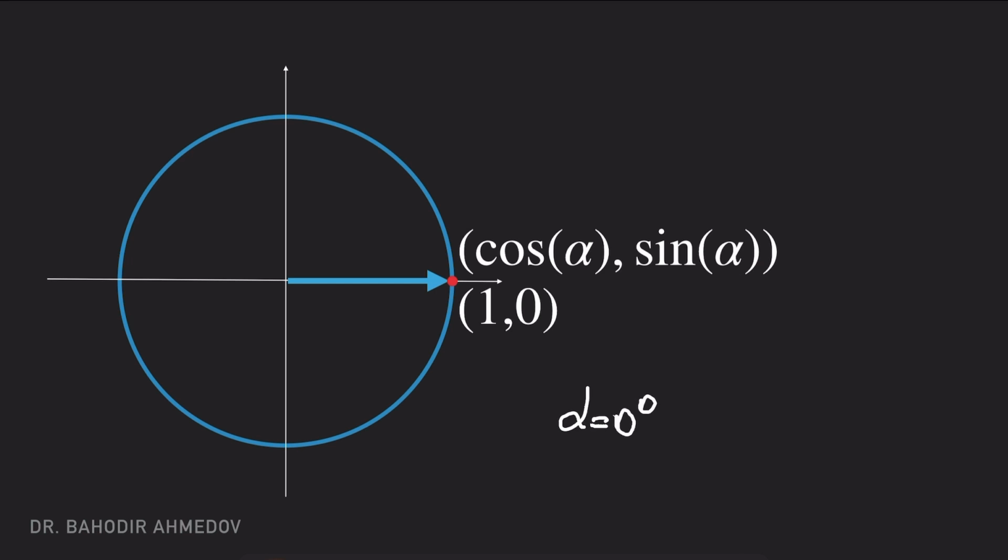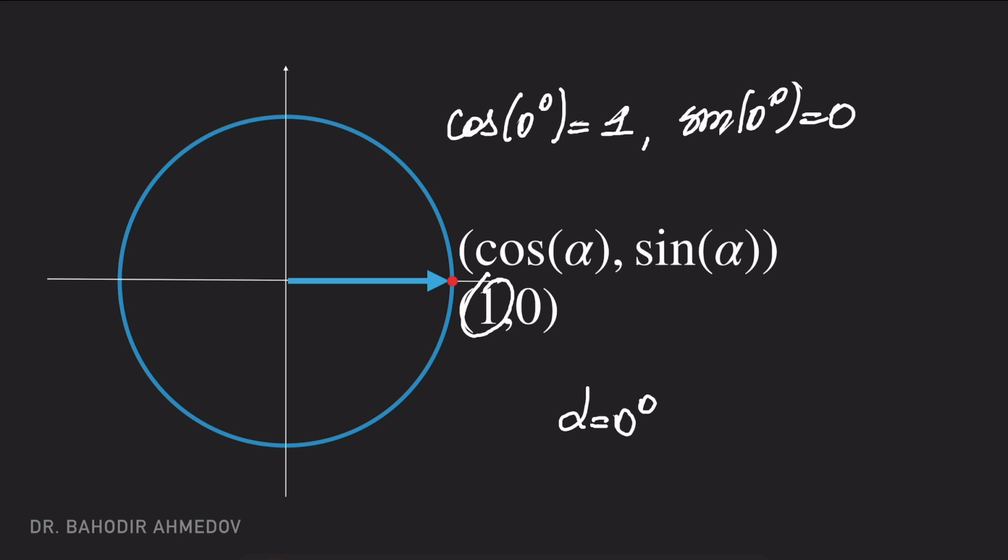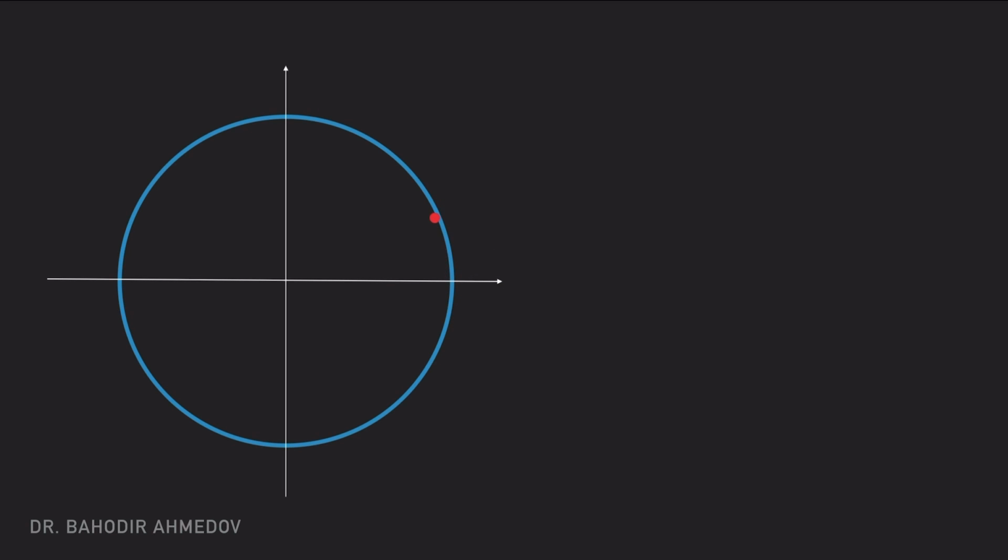So I'm going to make the correspondence that the cosine of the angle always corresponds to the x-coordinate of the point, and the sine of the angle is the y-coordinate of the point on this unit circle. So the cosine of 0 degrees is equal to 1, since this point has the x-coordinate equal to 1, and the sine of 0 degrees is equal to 0, since the y-coordinate of this point is equal to 0. Now let's rotate the terminal line up to 30 degrees.